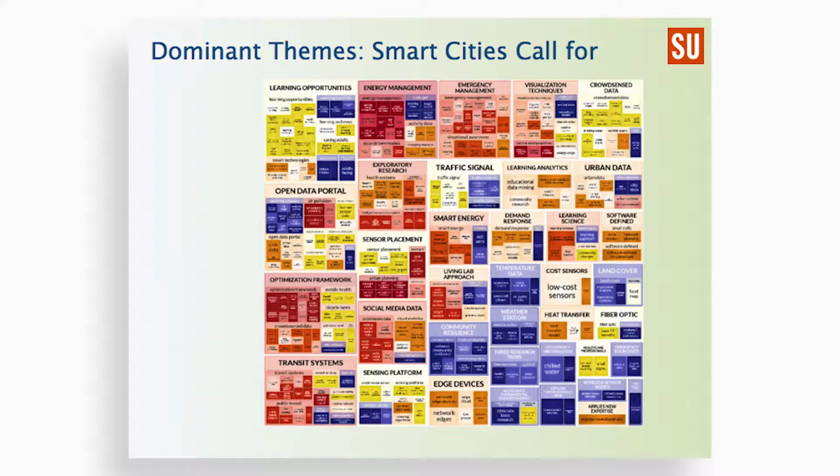So we had a call for proposals at NSF for smart and connected communities, and we saw a lot of proposals in response to that. And then we tried to analyze it and see what were the dominant themes, and you can see basically they are all over the place. Energy appears quite a bit. Then the visualization techniques, there's a lot of crowd-sensed data, social media data, edge devices, transit systems, so it's all over the place.